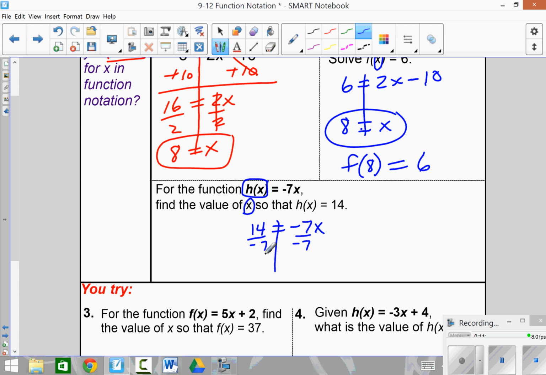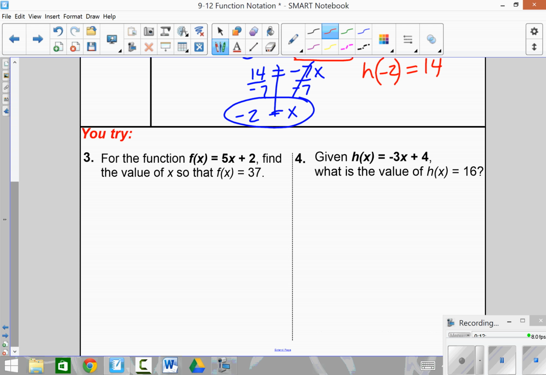Let's go ahead and solve this. I'm going to divide each side by negative 7. 14 divided by negative 7 is negative 2. So that means my answer is x equals negative 2. I just found the value of x. How would you put this back into function notation? Well, I would just take this and I'd plug in my negative 2 where the x is. So that means in this function of h, when the x was negative 2, the entire thing equaled 14. Okay? All right.